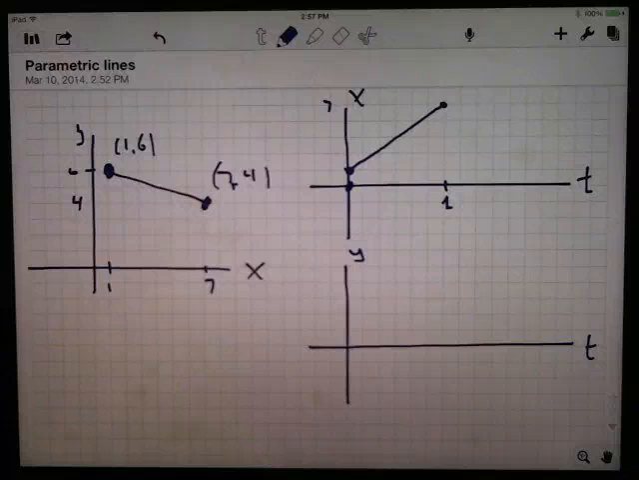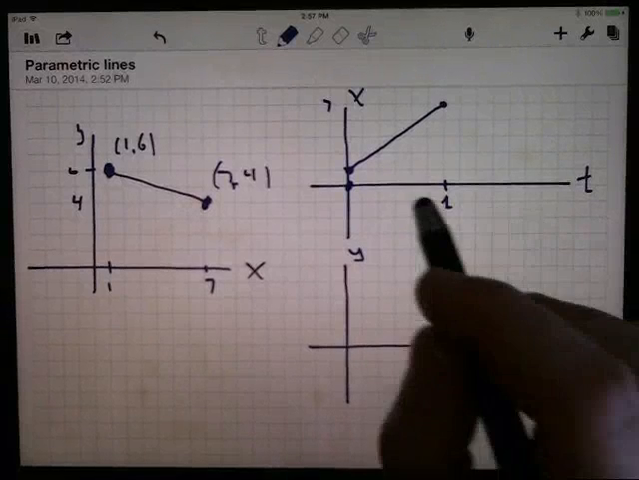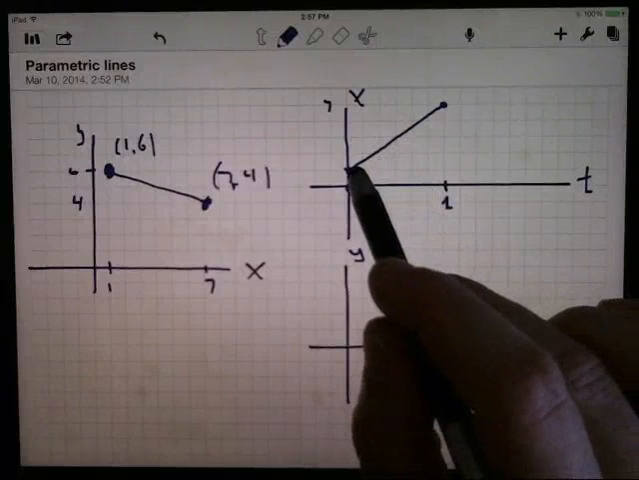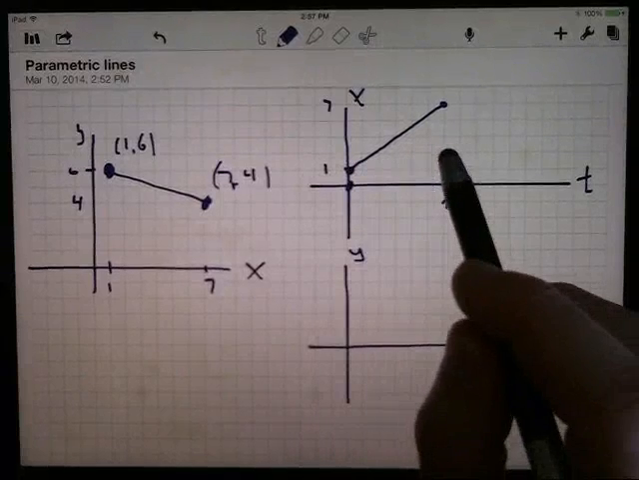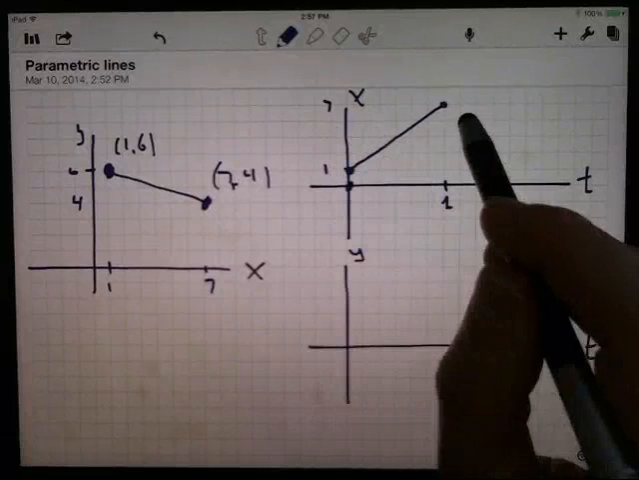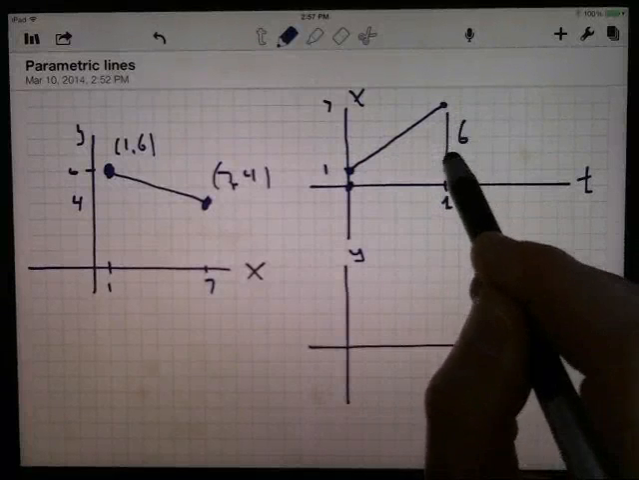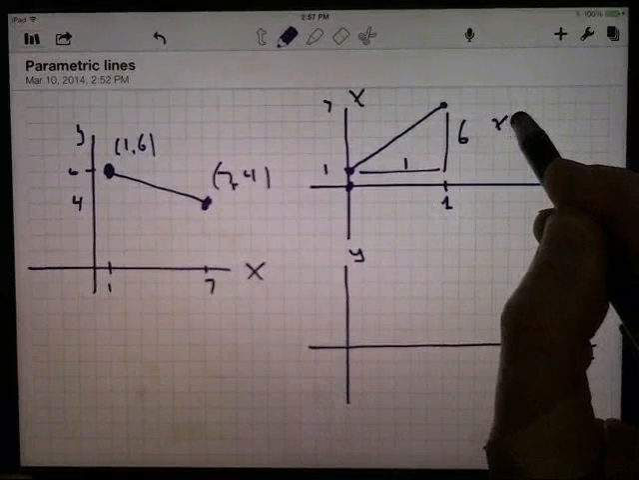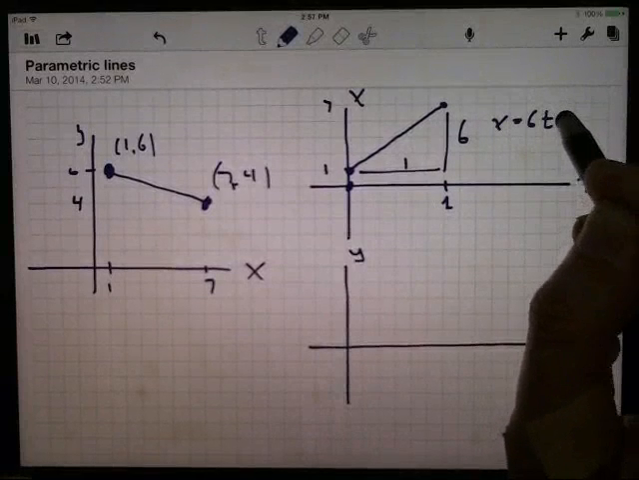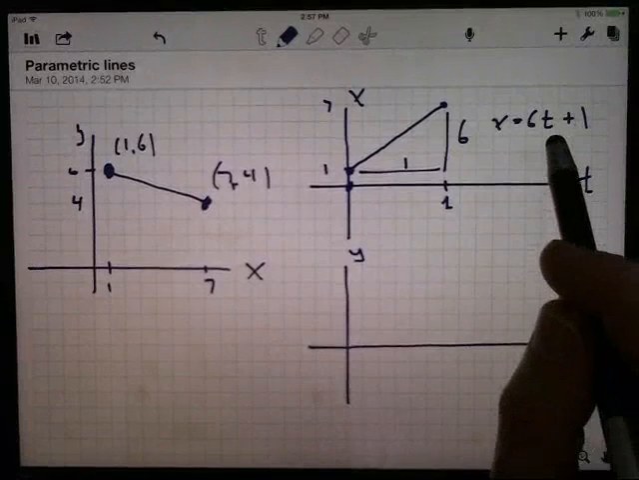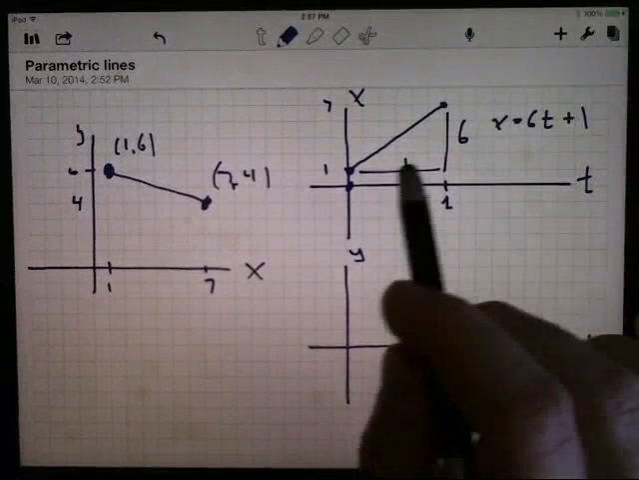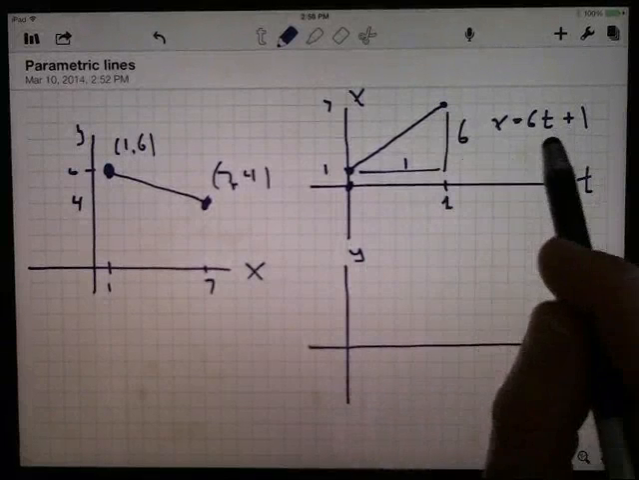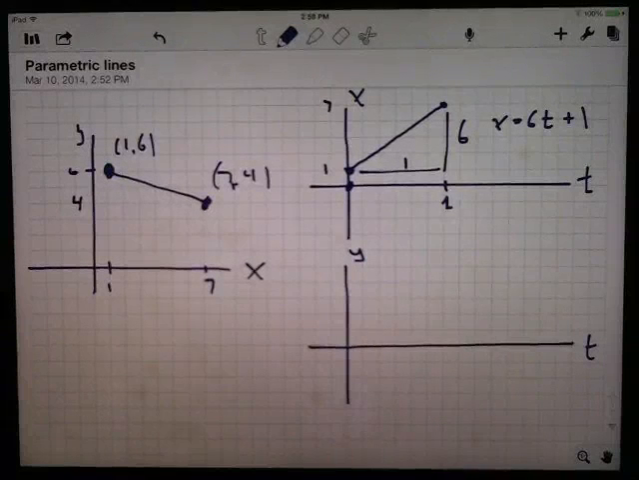Now I look at that and I say, do I have any idea how to come up with an equation for something like that? Well, yeah, that's just a line. It's got an intercept of 1. It's got a slope of 6. So there's a rise of 6 for a run of 1 there. So this should be x equals 6t plus 1, right? Notice if I plug a 0 in there, I get 1 out. If I plug a 1 in there, I get a 7 out. So this is doing exactly what the x-coordinate needs to do.